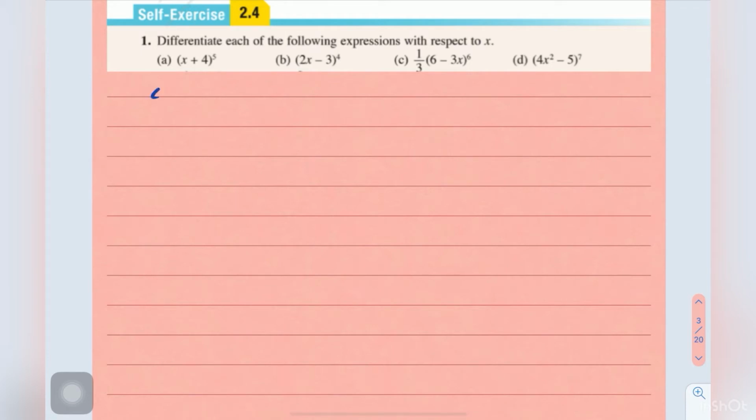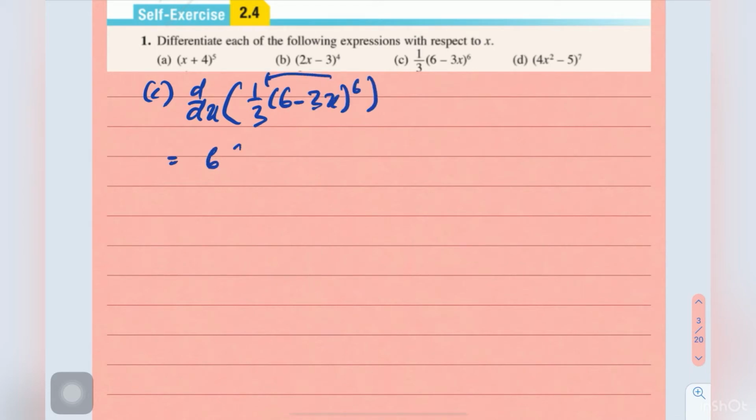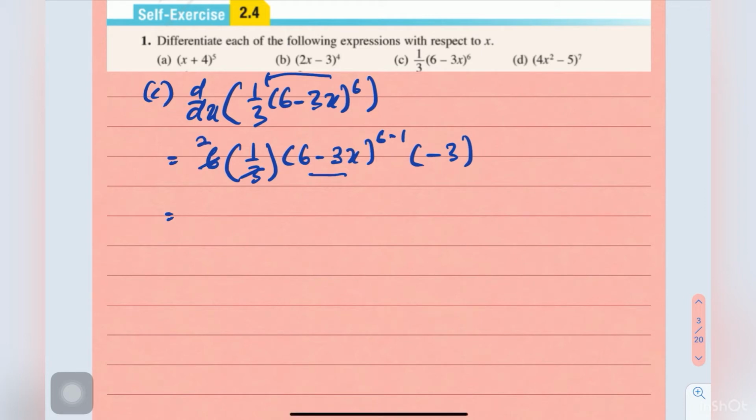Question C, differentiate 1 over 3 times (6 minus 3x) power of 6. Here we have 6 times 1 over 3, (6 minus 3x) power of 6 minus 1. Differentiate another time, we get negative 3. We simplify: 2 times negative 3 is negative 6, (6 minus 3x) power of 5.